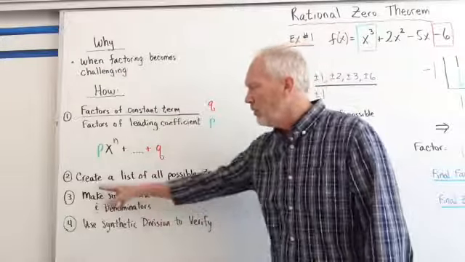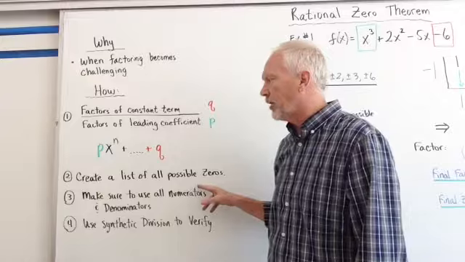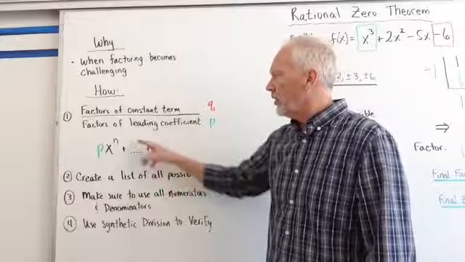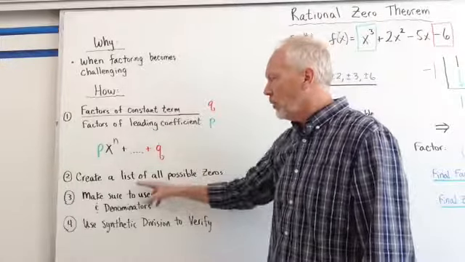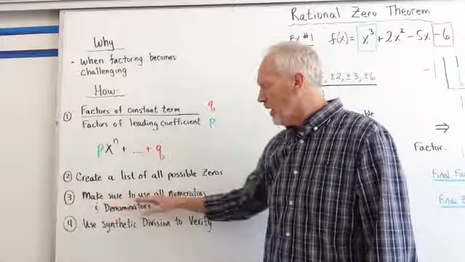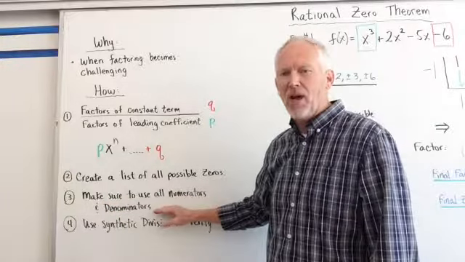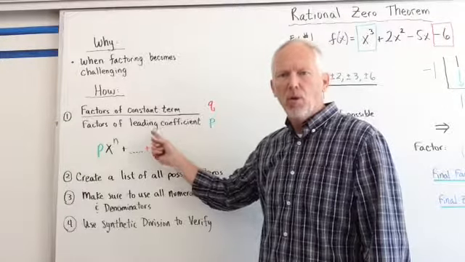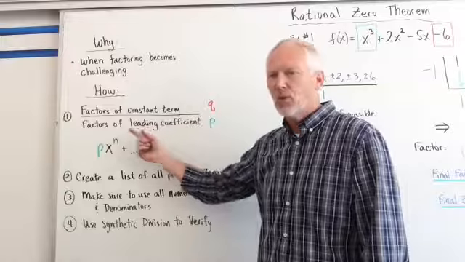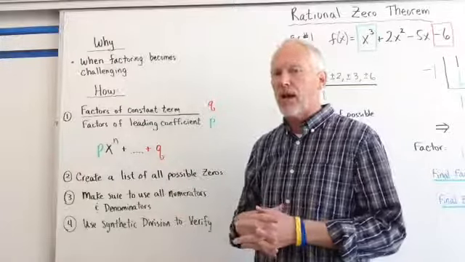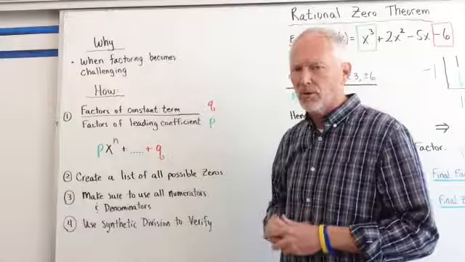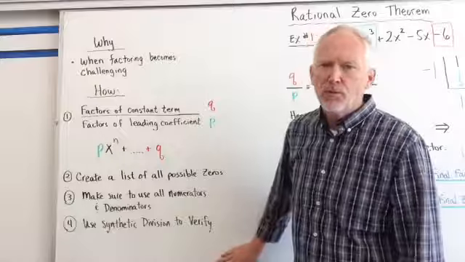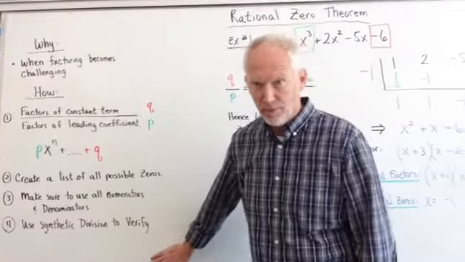And so what we do next is we create a list of all the possible zeros. After we find the factors of the constant term and the factors of the leading coefficient, we create that list. Then we make sure to use all the numerators and denominators. Sometimes the factors of the leading coefficient might be 1, 2, 3, etc., and we need to make sure we use all those, and we might get fractions as some options as well. We'll see that in one of these exercises. Finally, we use synthetic division to verify the options that we've found.